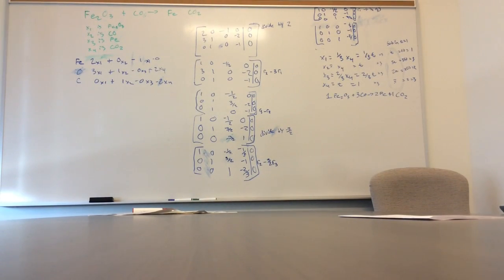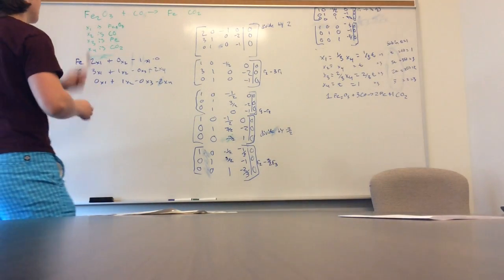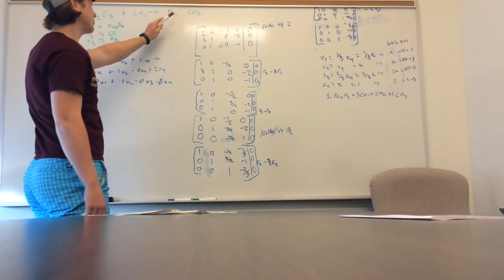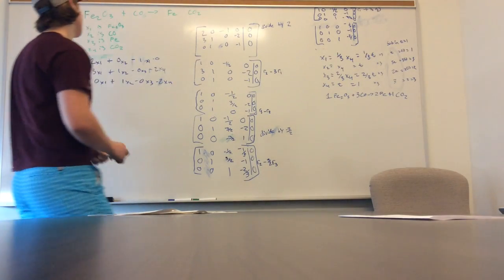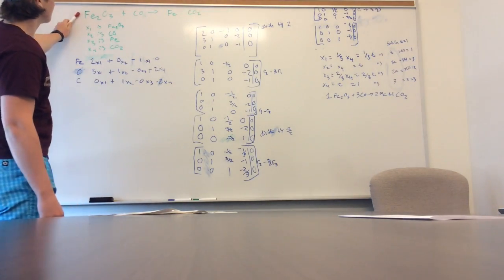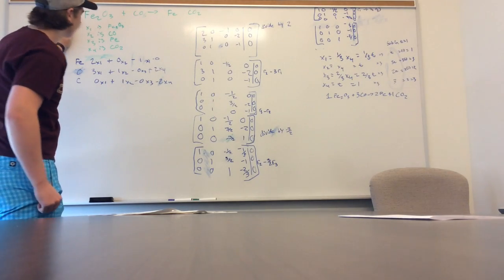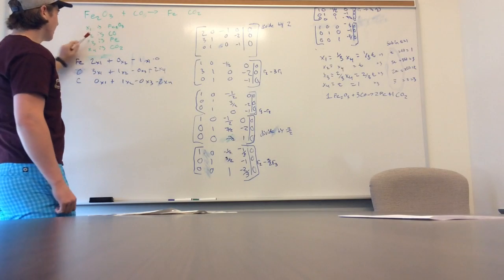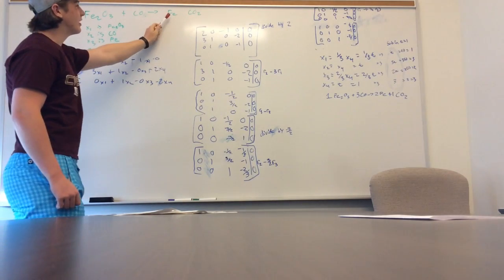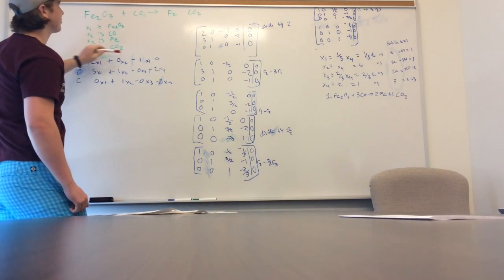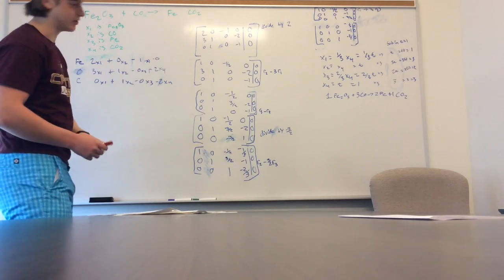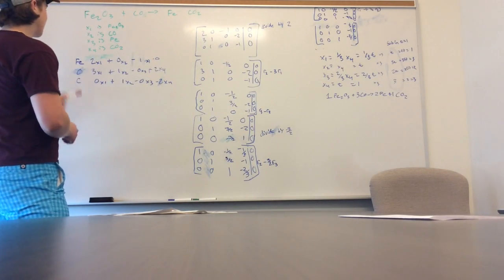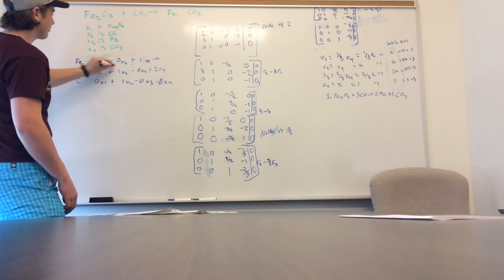Alright, so we're given the equation Fe2O3 plus CO gives you Fe and CO2. So X1 is going to represent the number of Fe2O3 molecules, X2 is going to represent the number of CO molecules, X3 is going to represent the number of Fe molecules, and X4 is going to represent the number of CO2 molecules. So now we write down our equation for each one of these variables.